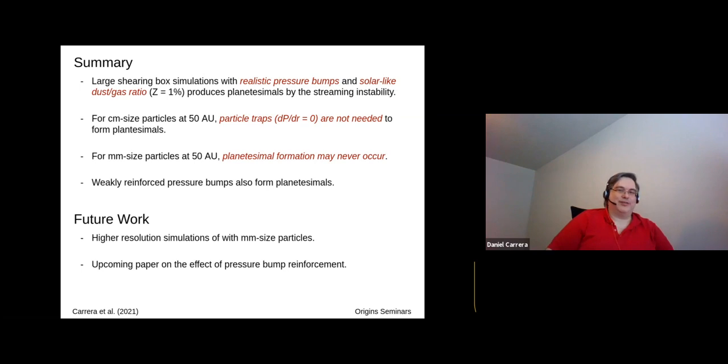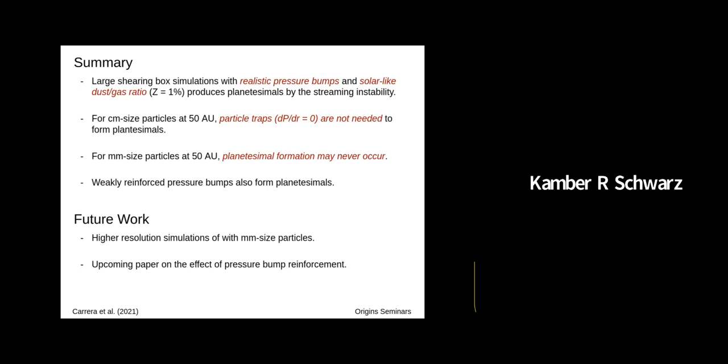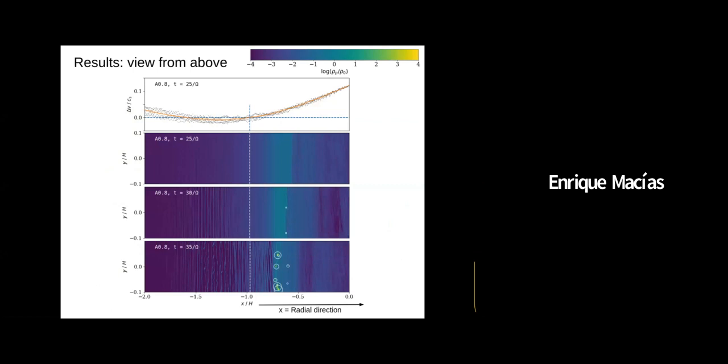Enrique, you have something to add? Yeah, actually, I have another question. I saw from your simulations, I may be wrong, but for some simulations, the planetesimals seem to form before the pressure bump, and for some others, they seem to form after the pressure bump. Is that so? And if so, what does that depend on? And what's the typical shift between the position where the planetesimals form and the pressure bump?